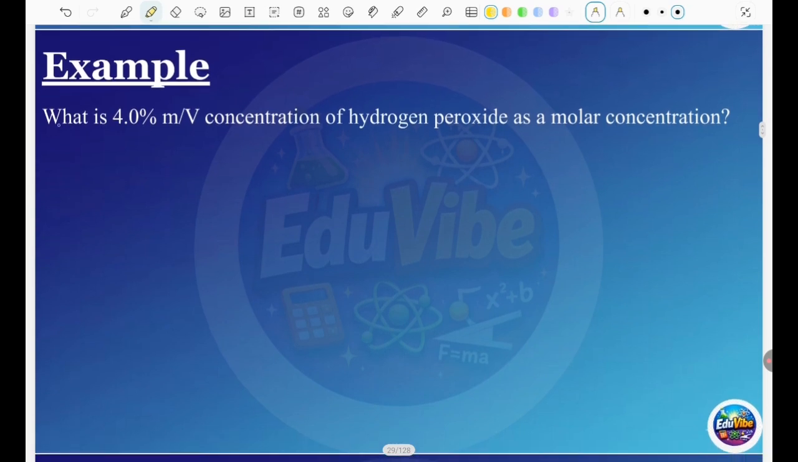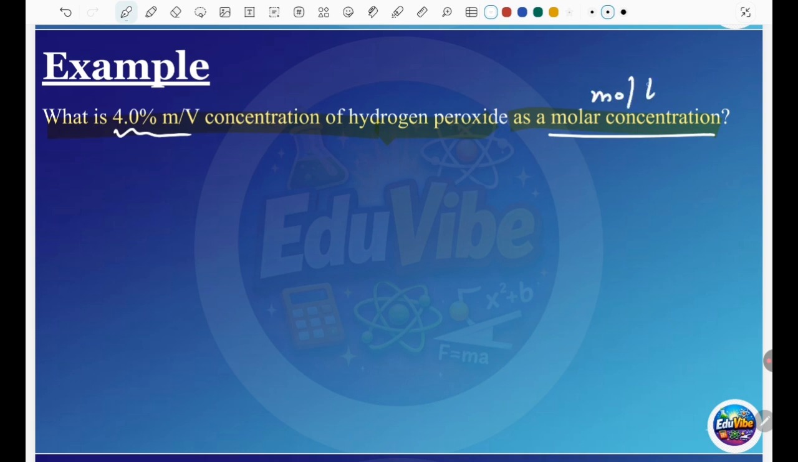So the question says, what is 4.0% mass per volume concentration of hydrogen peroxide as a molar concentration? So basically it's given as 4.0% mass per volume, and you have to convert this into molar concentration. So what are the units of molar concentration? Molar concentration units are moles per liter. I will use these units.